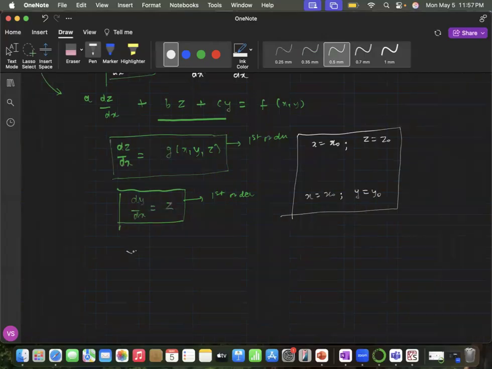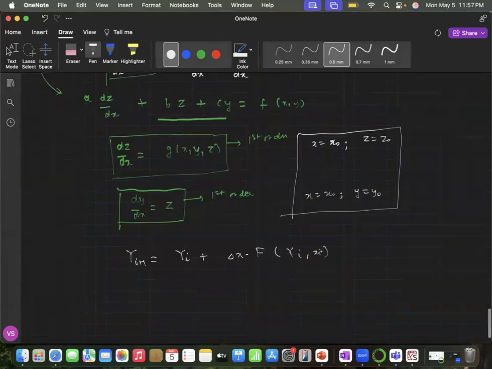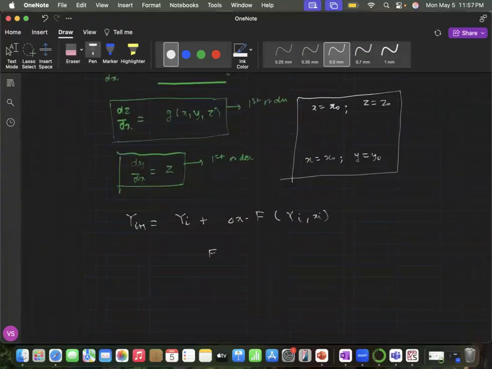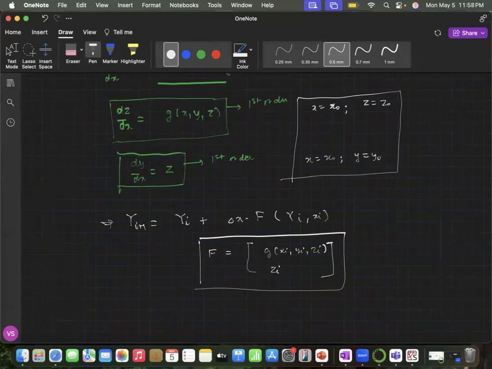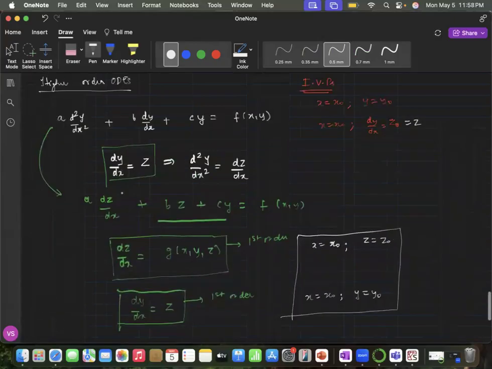So all you have to do now is yi plus 1 is equal to yi plus delta x times f of yi comma xi, and the f vector over here is nothing but g of xi, yi, and zi. That's it. That's the f vector. So that's how you solve a second order ordinary differential equation.